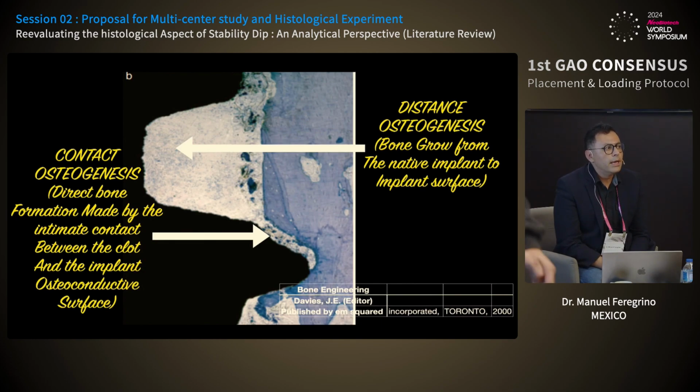And with the evolution of the surface, they are trying to increase the distance osteogenesis. That means bone growth from the native bone to the implant surface. The native bone needs to grow toward the implant surface. Then in the evolution of the surface, they are looking for, as with the SLA surface, an osteoconductive surface that lets the clot be in intimate contact with the surface and then begin the process directly to the bone.